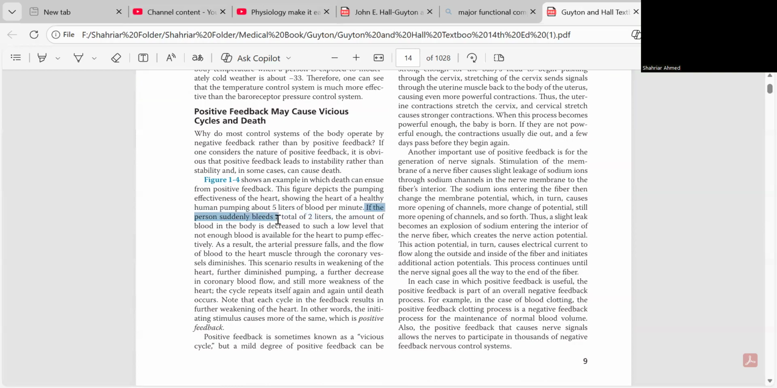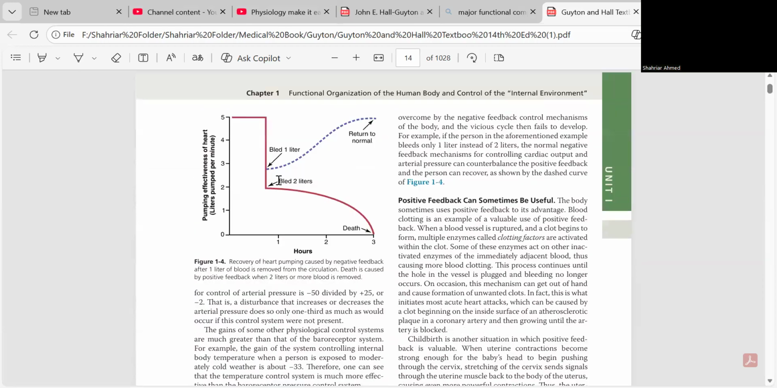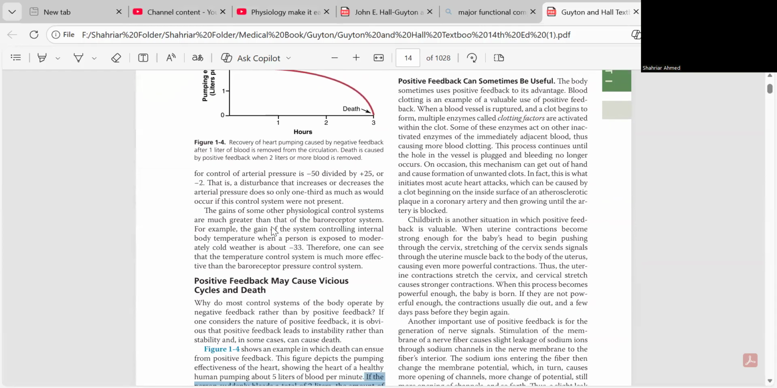If a person suddenly bleeds 2 liters, the amount of blood in the body is decreased to such a low level that not enough blood is available for the heart to pump effectively. If someone bleeds 2 liters, enough blood is not present to be pumped by the heart.